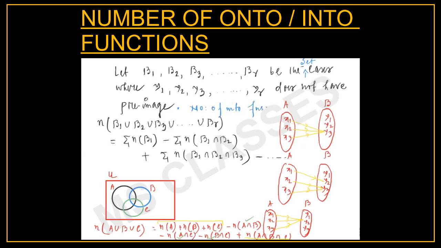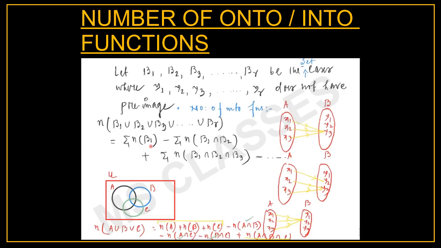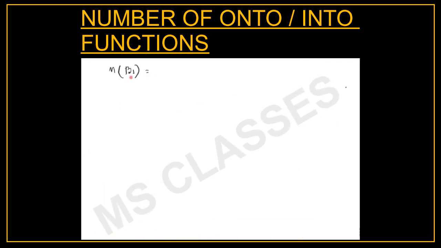Now how to find this, N(B1)? N(B1) means here one element y1, only the y1 case. The number of cases for y1. But when it is summation of N(B1), then it is N(B1) plus N(B2) plus N(B3) and so on up to N(Br). So when I write only N(B1), that means only the number of cases where y1 doesn't have a preimage. Y1 doesn't have any preimage.